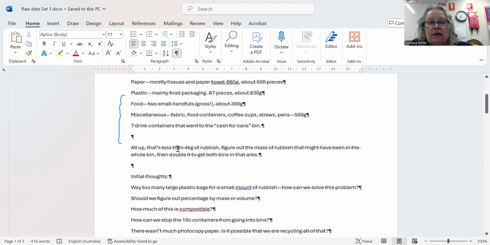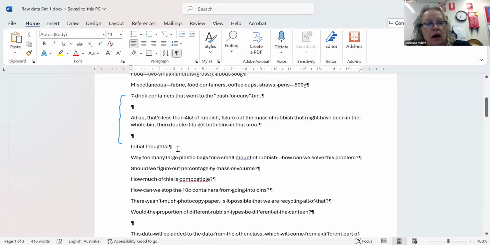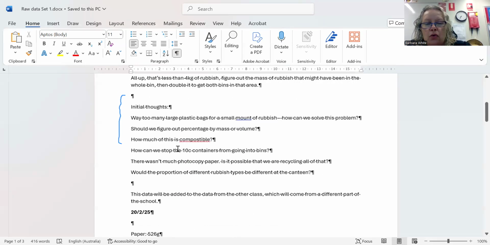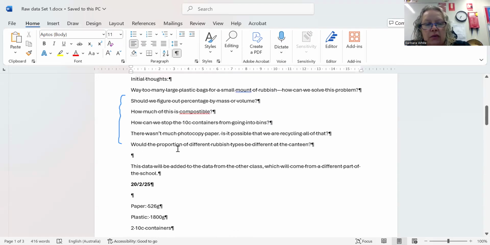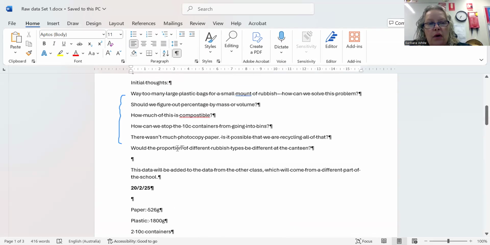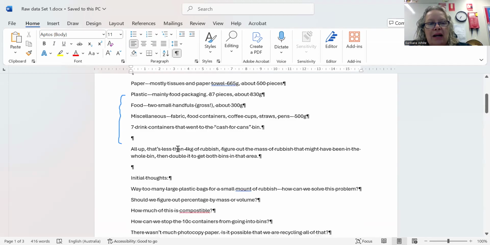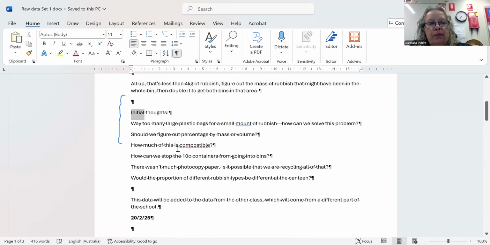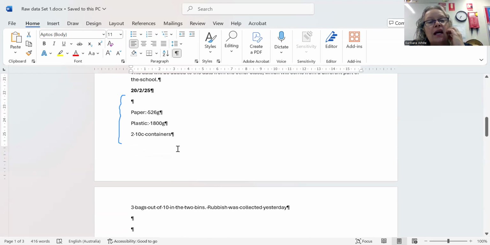There were 7 drink containers, the 10-cent containers, the ones that the government will pay 10 cents for. More just bits of information that we wrote down. And then down here is the second data collection. I think the hard part about putting this in a table is that the second set of data only has paper and plastic, where the first set has paper, plastic, food, and miscellaneous stuff. So in that case, there's no miscellaneous stuff. Everything was either paper or plastic, and there's no food. So you just put 0 for those things. And we've got the mass of stuff.